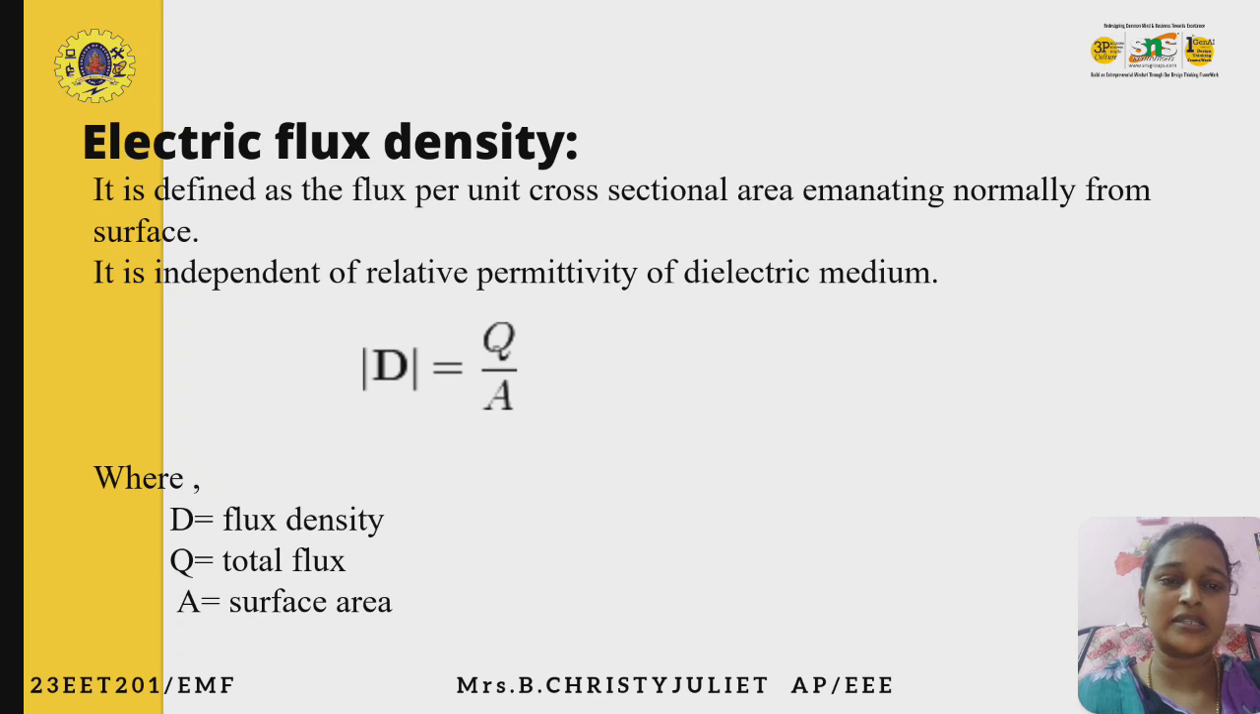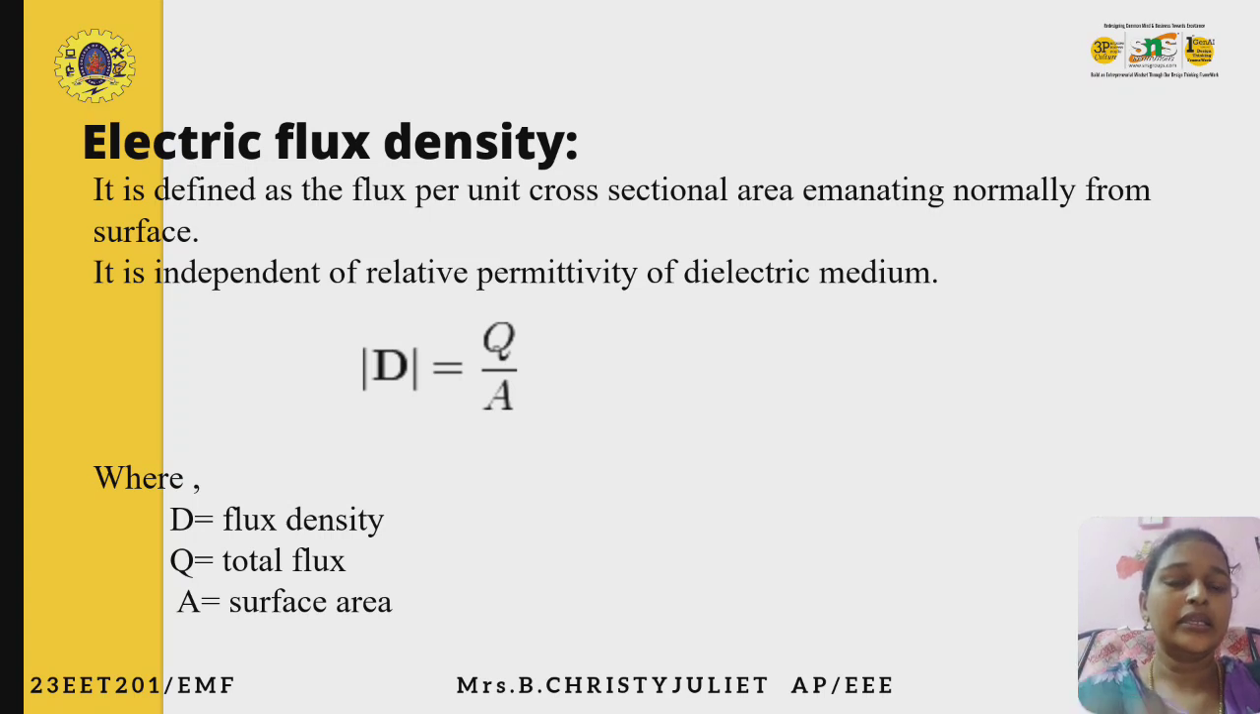So it is represented by the letter D, and D is equal to Q by A, because we know that Q represents the charge, which is proportional to the flux lines. So here D is the flux density in Weber per meter square, Q is the total flux in Webers, and A is the surface area. D can also be represented in Tesla.